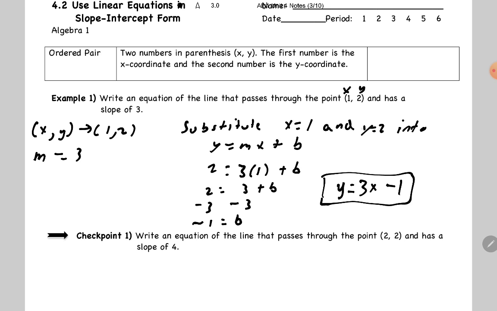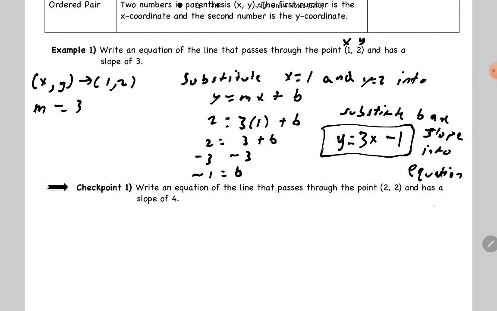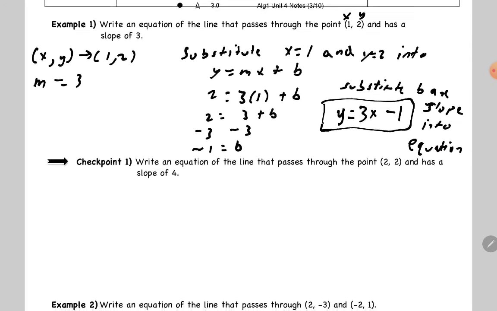So substitute your x and y into the equation, then substitute b and your slope into the equation. Okay, so substitute b and slope into the equation. Well, that's what we did.